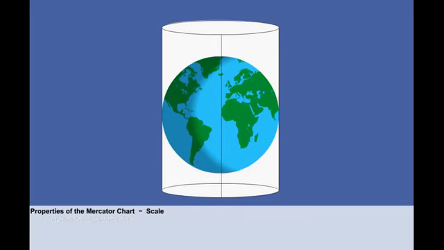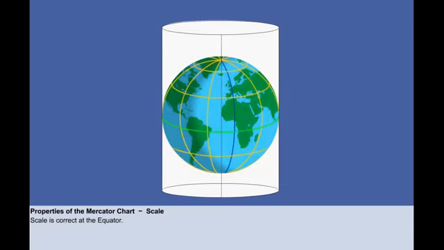The first property to be examined is scale. We know that the reduced Earth touches the cylinder at the equator, so that at that point the scale must be correct. However, as we move away from the equator, the same distance on the chart represents a smaller distance on the Earth. The scale is expanding. The denominator is reducing.